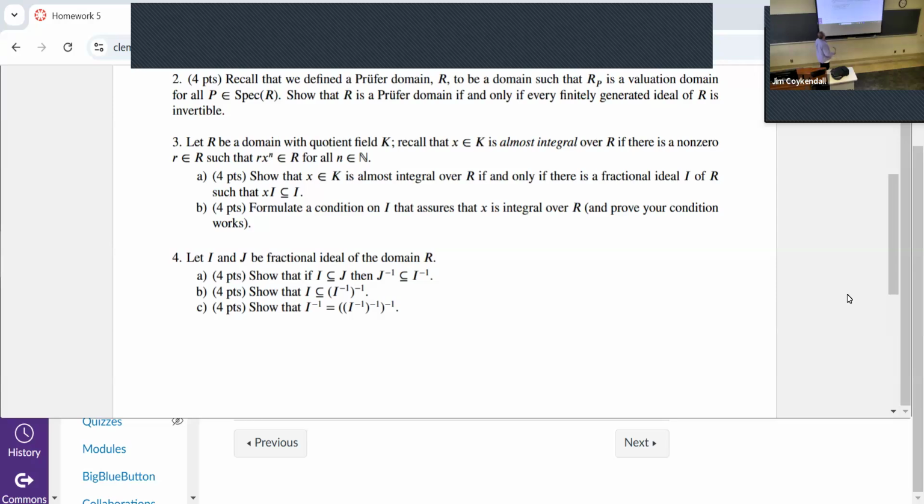A, show that if I is contained in J, then J inverse is contained in I inverse. B, show that I is always contained in the inverse of the inverse. And C, show that I inverse is I inverse inverse inverse. All right. So, those of you I heard talking about it, an ideal is said to be divisorial if you have equality in part B. That is, if I is equal to its double inverse, it's called a divisorial ideal. So what number C says is that if you have a fractional ideal, its inverse is always divisorial, right?